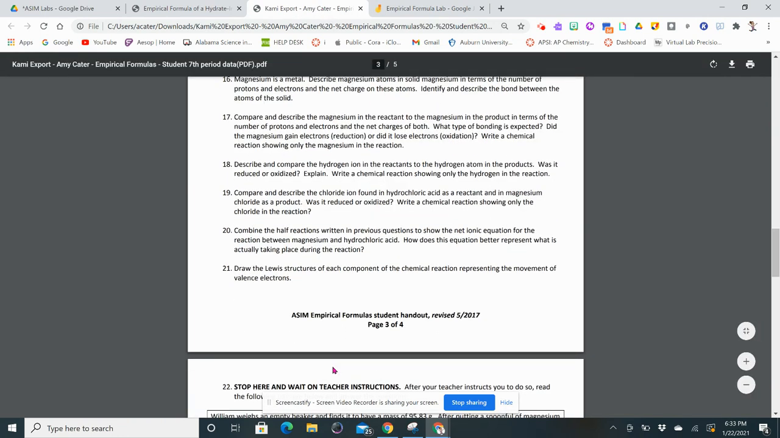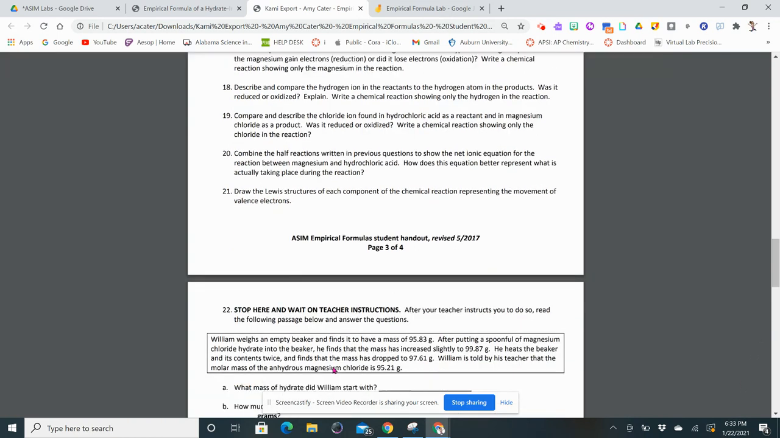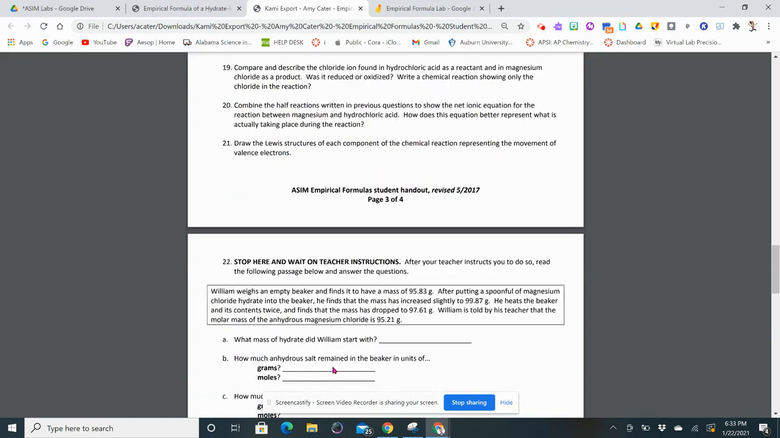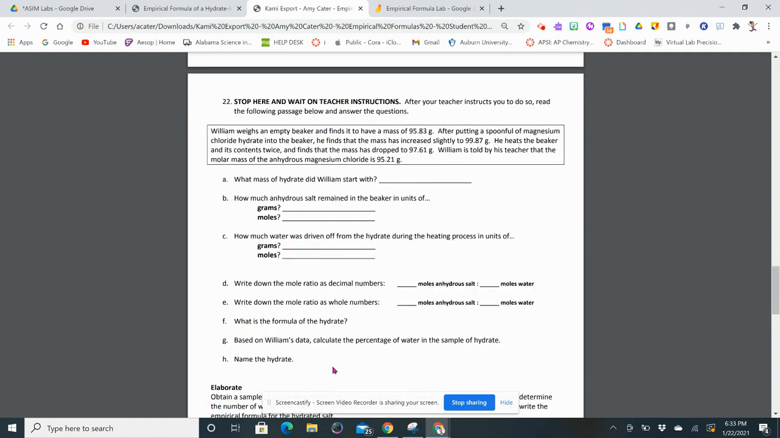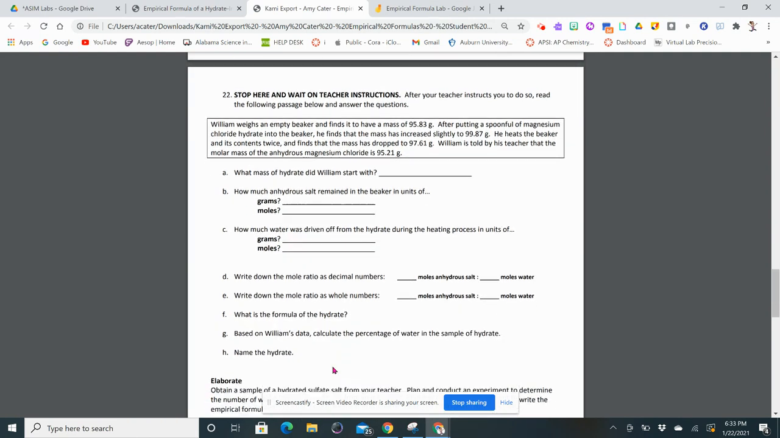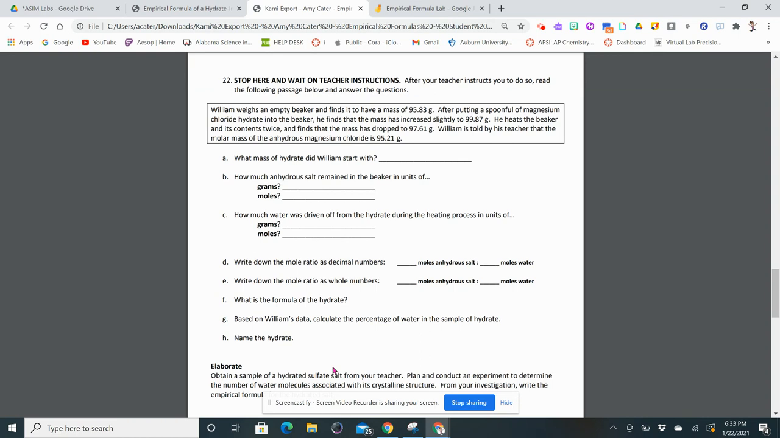Number 21, draw the Lewis structure. Y'all can do that. I'm not going to do that one for you. 22. All right, on 22, it says stop here and wait on teacher's instructions. All right, 22, what you're basically doing is the same lab that you did, you're going to do again. You're not going to literally do it this time. You're going to use this data, okay?